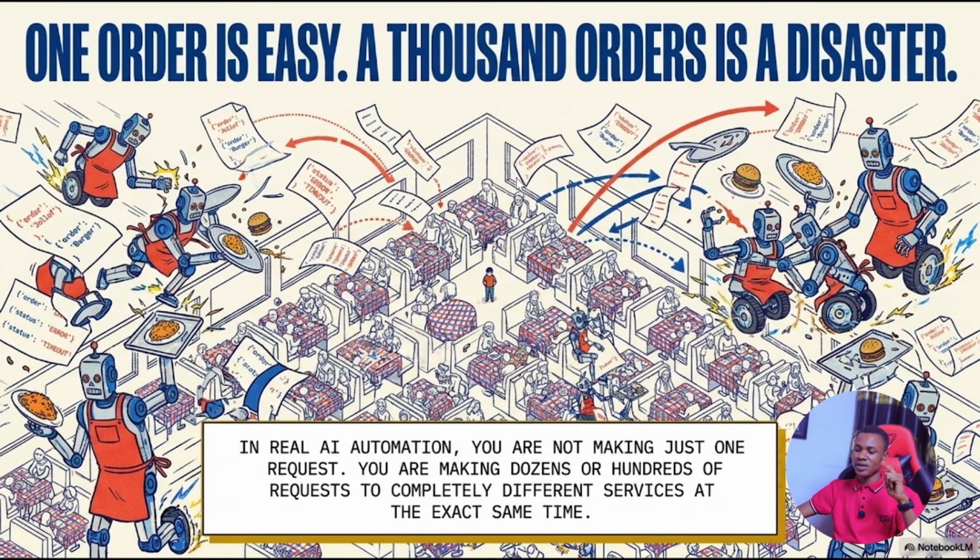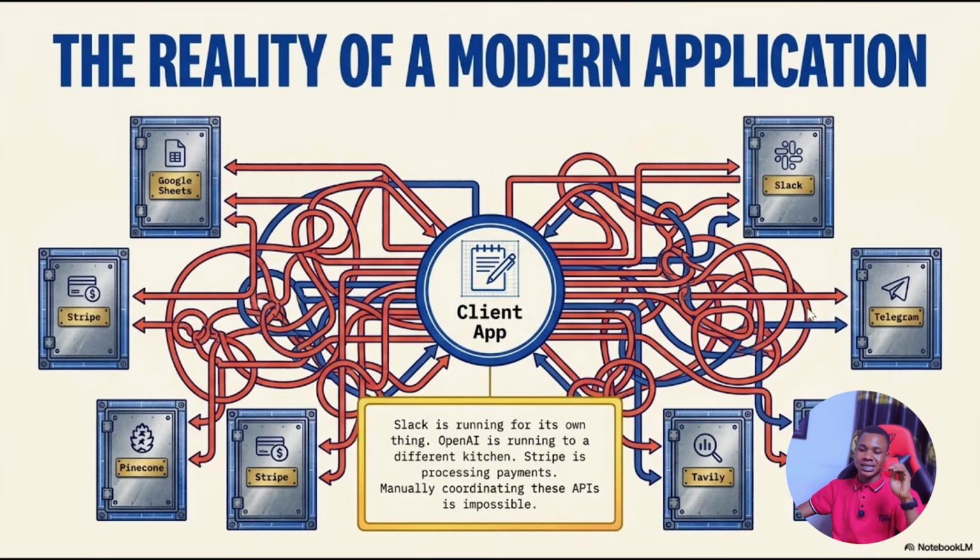Is that okay? Very, very difficult. So in real AI automation, you are not making just one request, you are making dozens or hundreds of requests to completely different services at the exact same time. So in n8n, you are making so many requests, right? You are making a request: I need ChatGPT, I need Gemini, I need OpenAI, maybe human in the loop. So you are putting a lot of nodes together to make your automation.